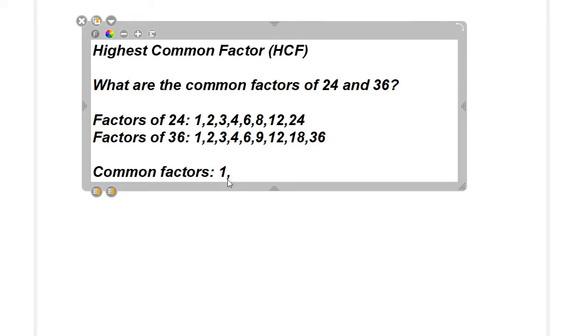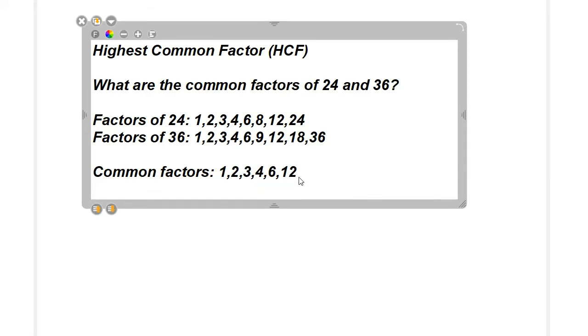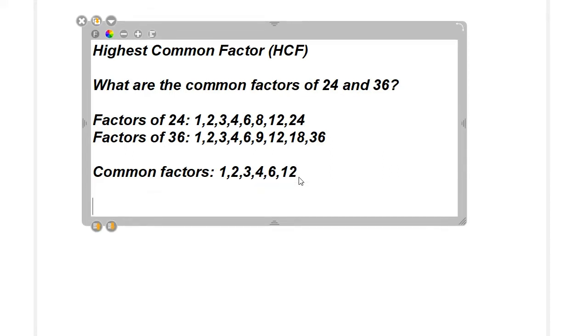So you see there are many common factors here. Let me write it down: 1, 2, 3, 4, 6. Okay, so 8 no, right? Because there's 8 here, but for 36 there's no 8. So we can see that there's only one left, which is 12, and these are the common factors.